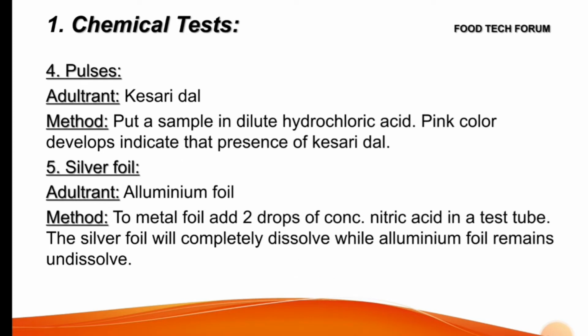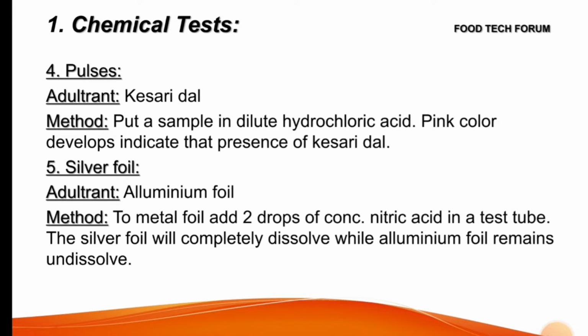So fourth one is for pulses, where Kesari dal is used as an adulterant. It is a simple method. We have to use dilute hydrochloric acid. We have to put the sample into it. Remember, do not use concentrated HCl. It is diluted. Then if there is any presence of pink color, that means it contains Kesari dal.